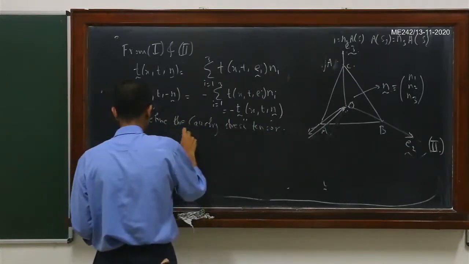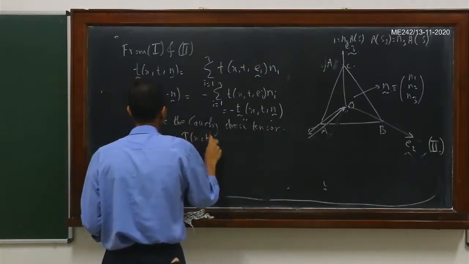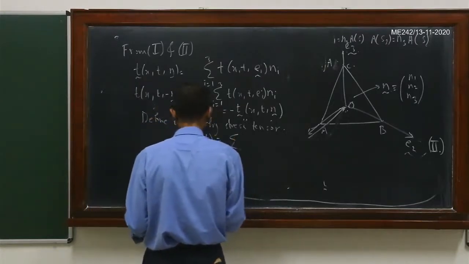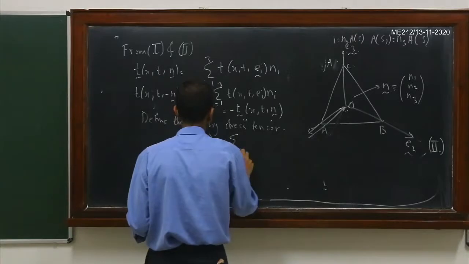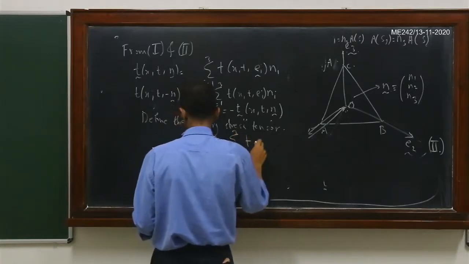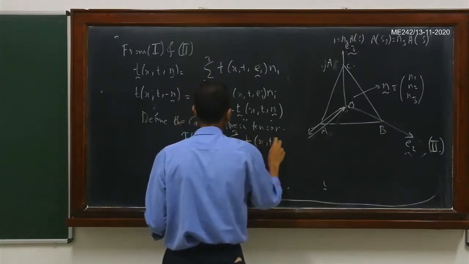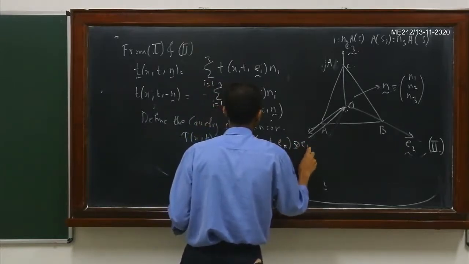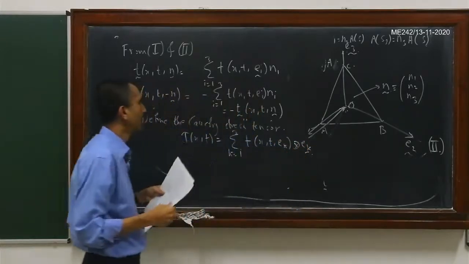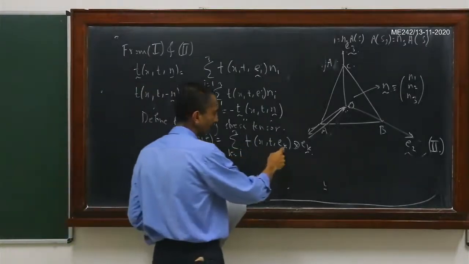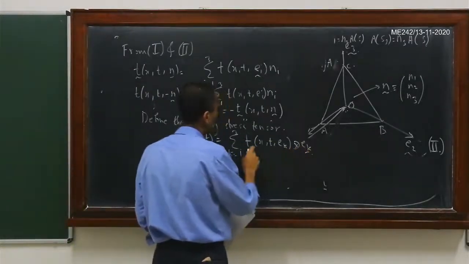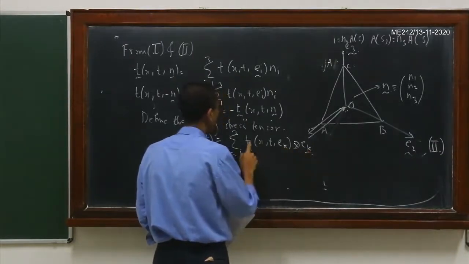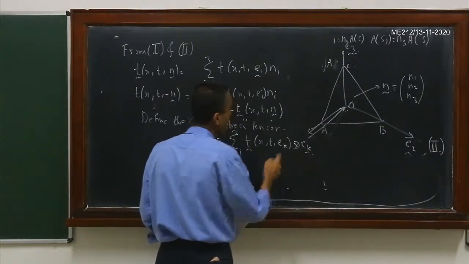Tau of x comma t is equal to the summation of k equal to 1 to 3 of t of x, t, e_k dyadic e_k. Okay. So this is t of x, t, e1 dyadic e1 plus t of x, t, e2 dyadic e2 plus t of x, t, e3 dyadic e3.